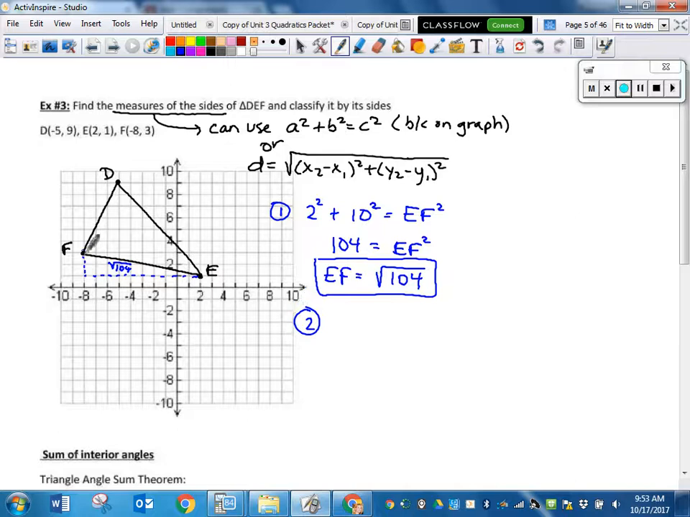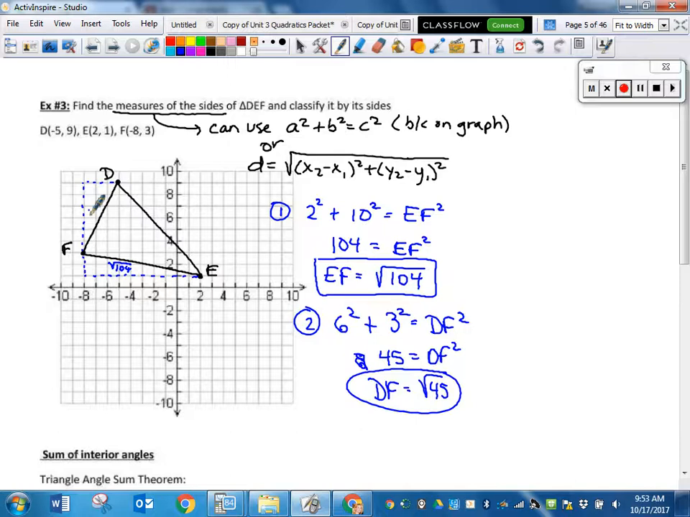All right, I want to find DF now. Okay? I want to count. I'm going 1, 2, 3, 4, 5, 6. So 6 squared plus 1, 2, 3 squared equals DF squared. I got 36 and I got 9, which gives me 45. So 45 equals DF squared, which means DF is equal to the square root of 45. Again, you can simplify if you want, but you don't have to. The directions don't say you have to. So square root of 45 for DF.